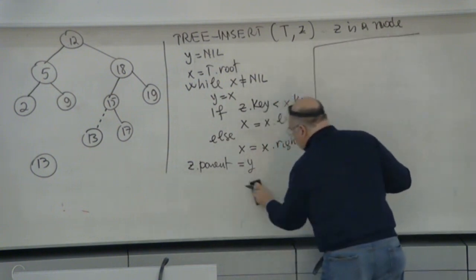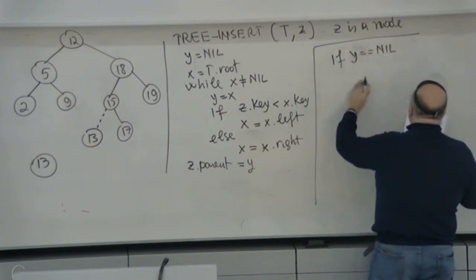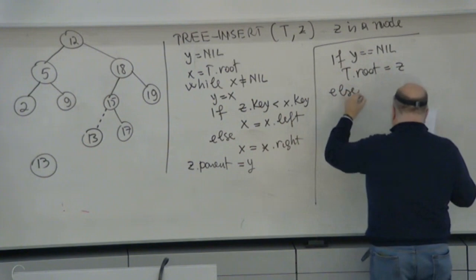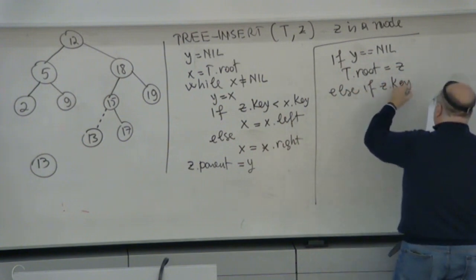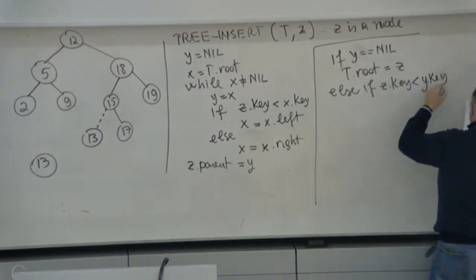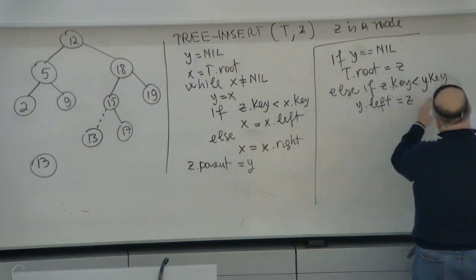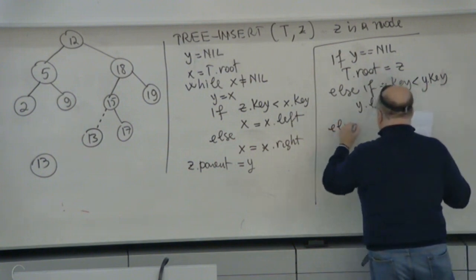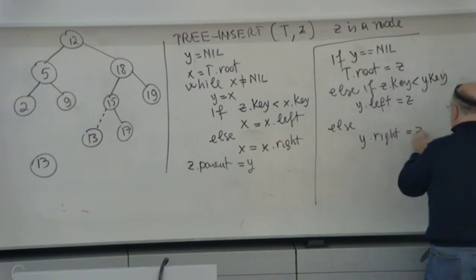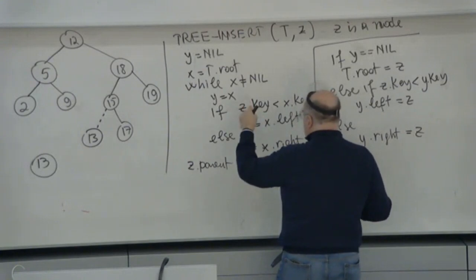No, maybe I should write this here. If Y equals nil, then T root equals Z. Otherwise, if Z key is less than Y key, then Y left equals Z. Z key is less than Y key, yes. Else, Y right equals Z. X equals nil.